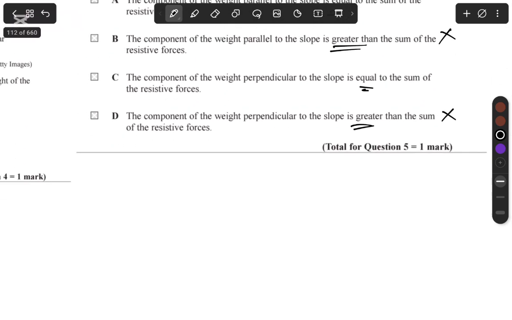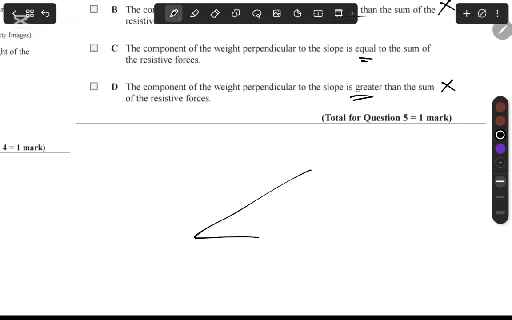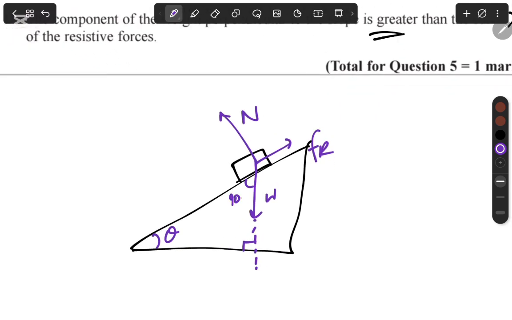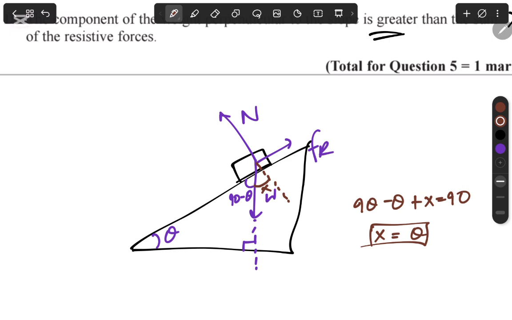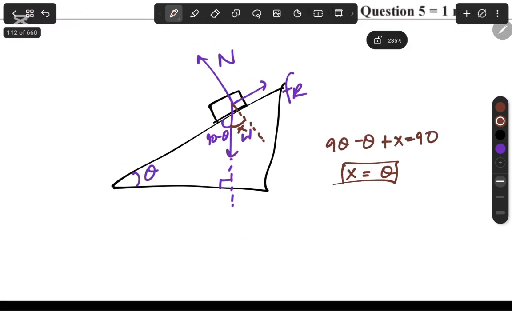Now, a box going down a slope is basically a box going down an inclined plane. So it's going to be something like this. Now we've got the weight acting, we've got the frictional force, we've got the normal contact, and this angle is theta. So this is going to be 90. This should be 90 minus theta. And this angle right over here, let's call this angle x: 90 minus theta plus x is equal to 90. So we'll get x is equal to theta. So this angle over here, which we said was x, is actually just theta in disguise.